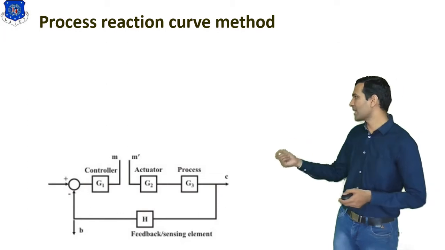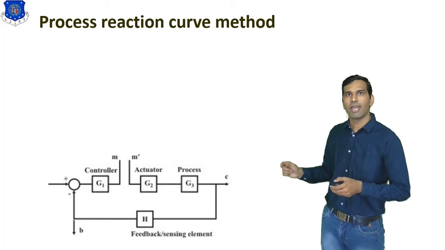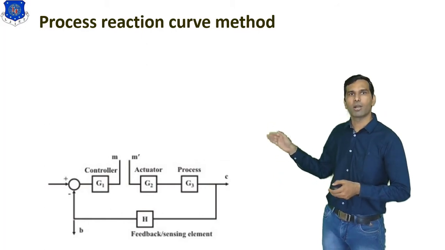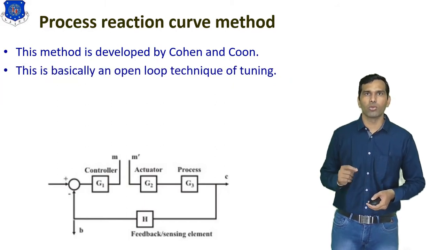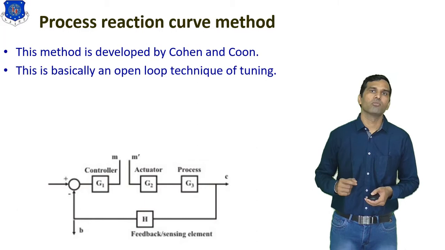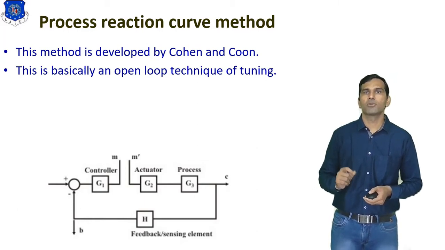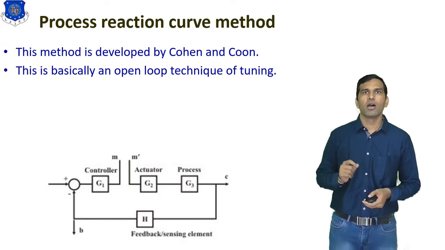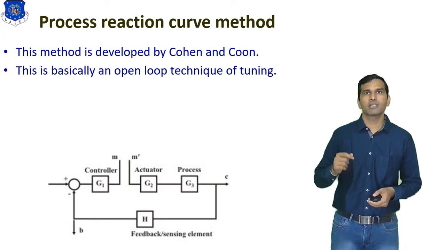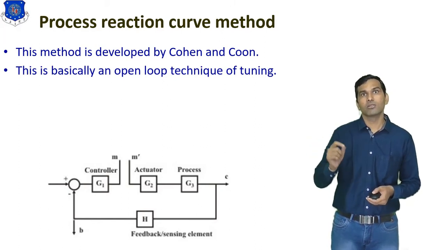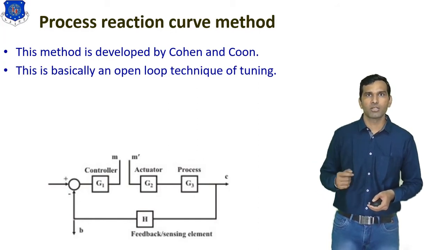This is the simple diagram of this method. You can see this is the closed loop system and we divided it from the upper part. This method was developed by Cohen and Coon. It is basically an open loop technique of tuning. There are two techniques: the first is open loop, and later the Ziegler-Nichols technique is known as the closed loop technique. So this is the open loop technique of tuning the controller.